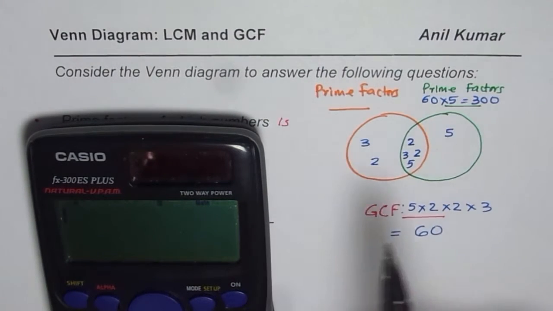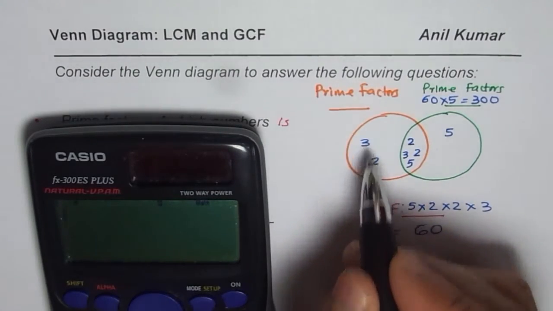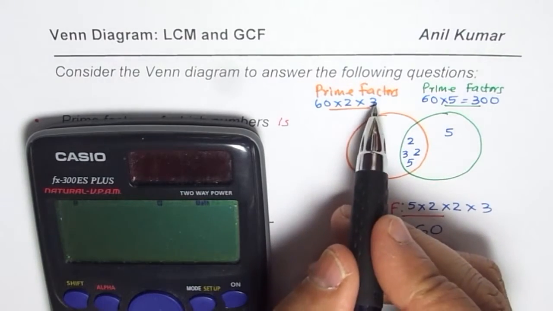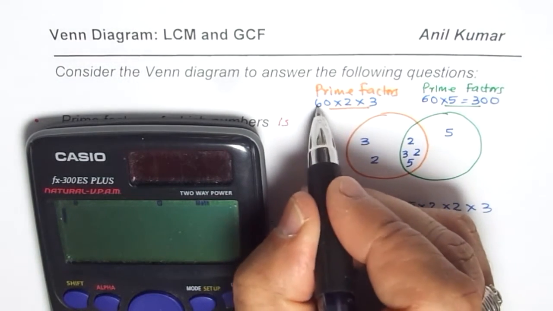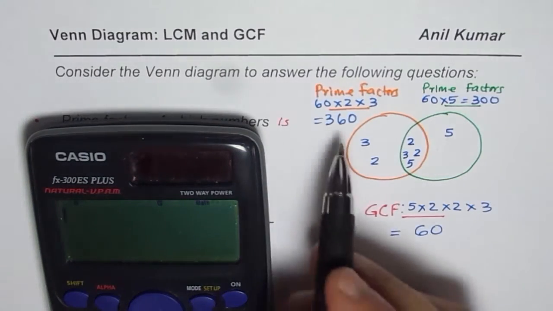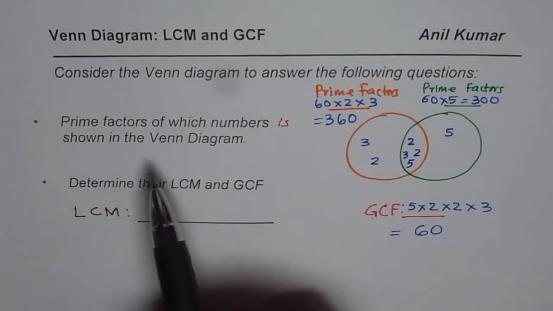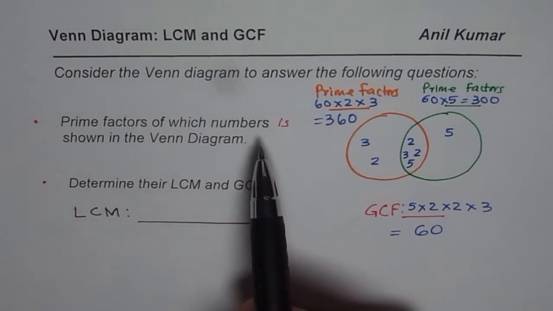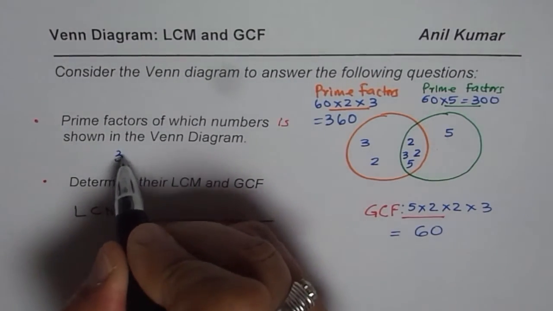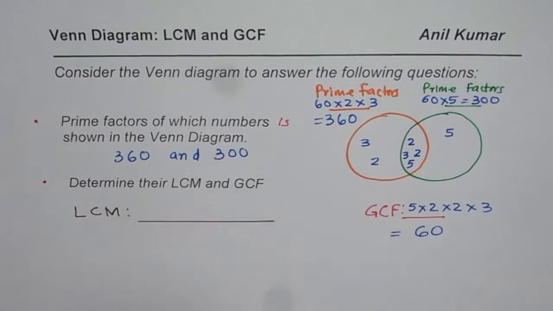To get this number, 60 is again common. We need to multiply 60 by 2 and 3. So we get 60 times 2 times 3. Now 2 times 3 is 6. 6 times 6 is 36. So we get 360 this time. So the other number is 360, correct? So we got the answer for the first question, which is prime factors of which numbers is shown in the Venn diagram. So the numbers are 360 and 300, correct? So these are the two numbers.